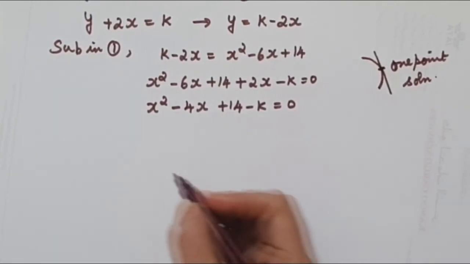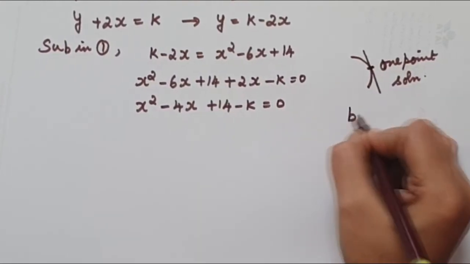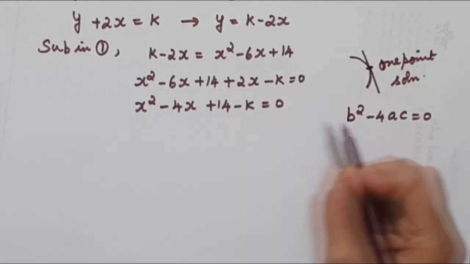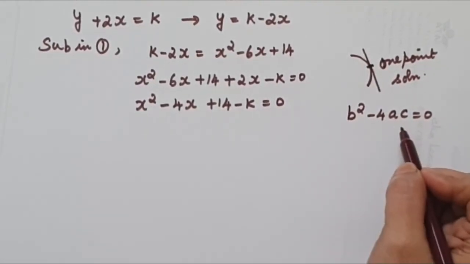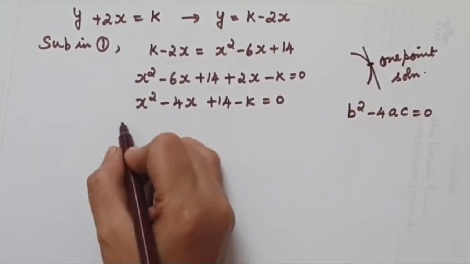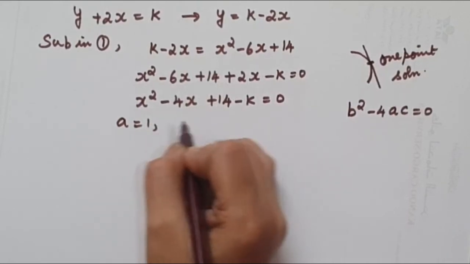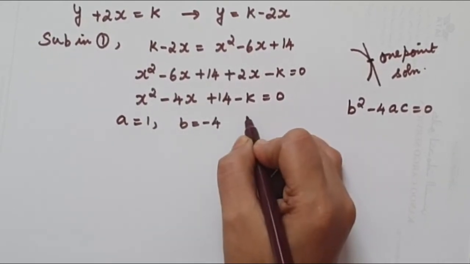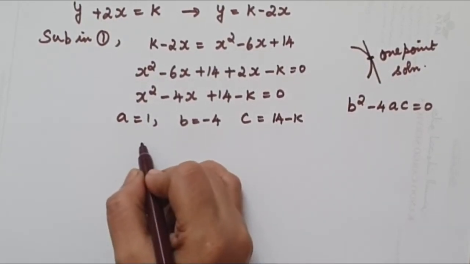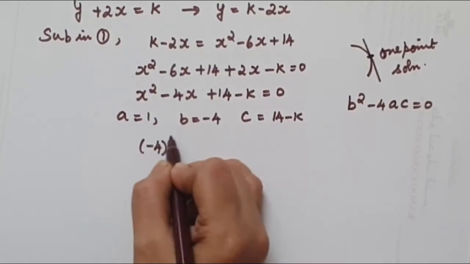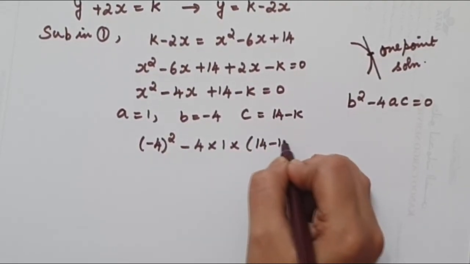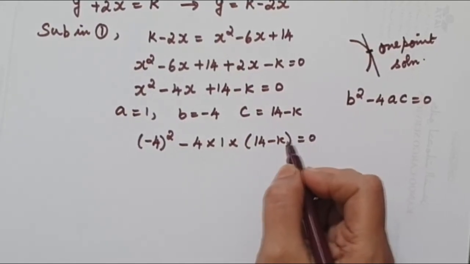When it has one solution, the discriminant will be equal to 0. That is, b square minus 4ac will be equal to 0. When we substitute the values into b squared minus 4ac and equate that to 0, we can find the value for k. Here in this we have a equal to 1, b equal to minus 4 and c will be equal to 14 minus k. So now replace it in b squared minus 4ac. So it is minus 4 squared minus 4 into 1 into 14 minus k. That will be equal to 0.